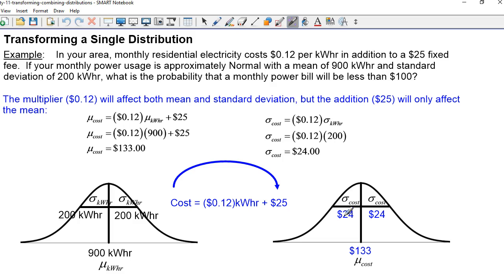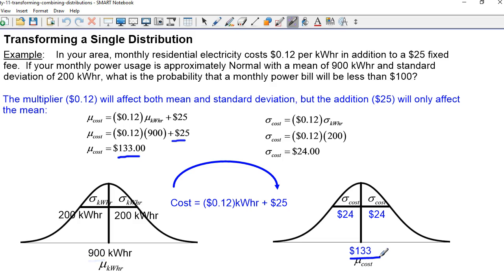Okay, so the multiplier, the 12 cents, that part will affect both mean and standard deviation because multipliers affect measures of center and spread, right? But the addition, the $25 fixed fee, will only affect the measure of center, the mean. So that means that the mean of the cost will be the multiplier times the mean of the power curve plus the constant addition. So it's going to be 0.12, the multiplier, times the mean of this distribution, which is 900, plus the shift of 25, which means that the mean cost will be $133.